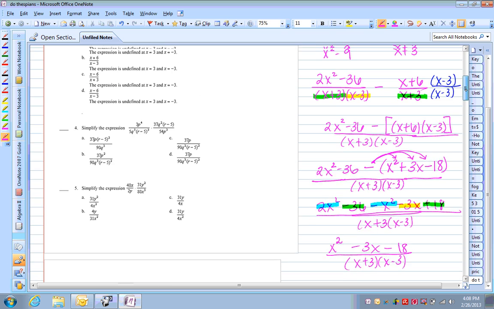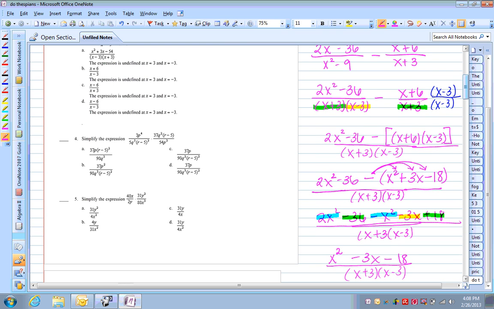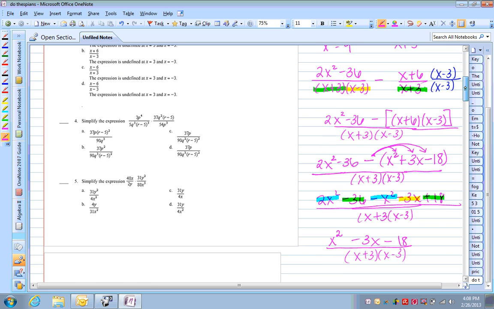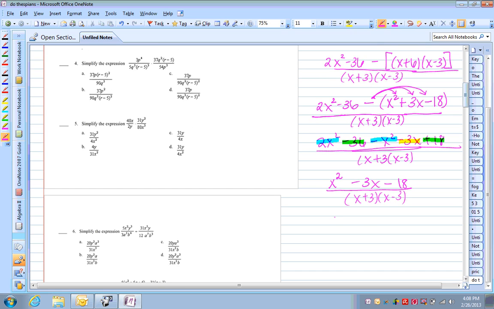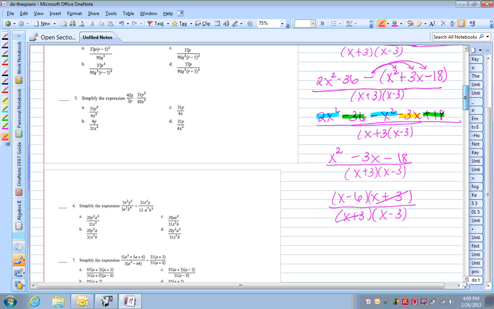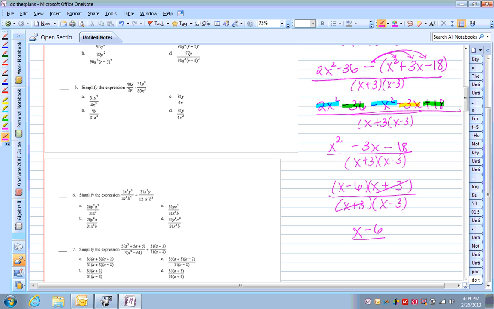When I look back up at my answer choices, none of those are there. So I need to continue trying to factor out things, and I need to factor my numerator. And when I factor out x squared minus 3x minus 18, I have to think of two numbers that multiply to negative 18 but add to negative 3. And those numbers are negative 6 and positive 3. And remember, we keep it over x plus 3 and x minus 3. I can scratch out the x plus 3's because those cancel out, and I'm left with x minus 6 over x minus 3.